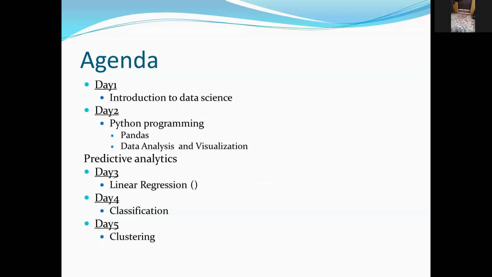Of course, in this 10-hour workshop, I may not be able to cover each and everything in data science. Data science is definitely a very long journey, and it has a lot of different concepts involved in it. But in this 10-hour workshop, we are going to see some of the very high-level topics within data science.